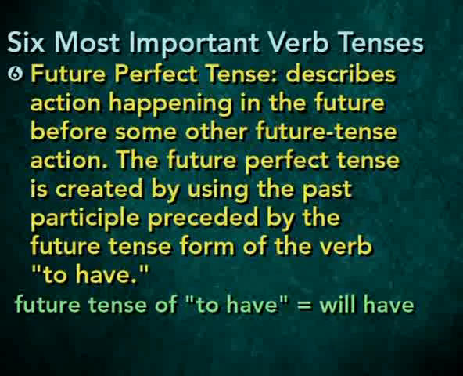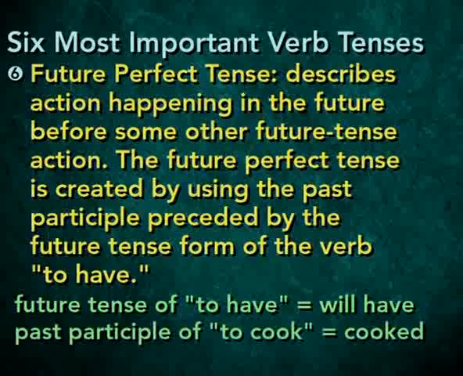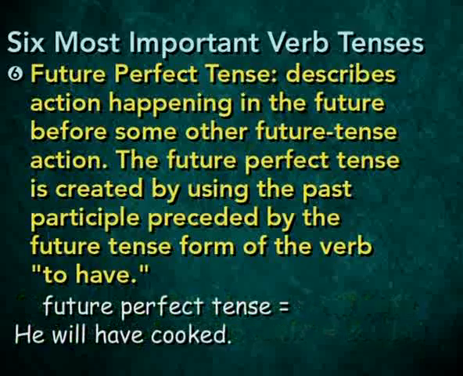Now, once again, for the verb to cook, the past participle is cooked. So the future perfect tense would be formed by using will have followed by cooked. For example, he will have cooked. How would we use this in a sentence? Well, remember, the future perfect tense is used to describe some future event happening before some other future event.